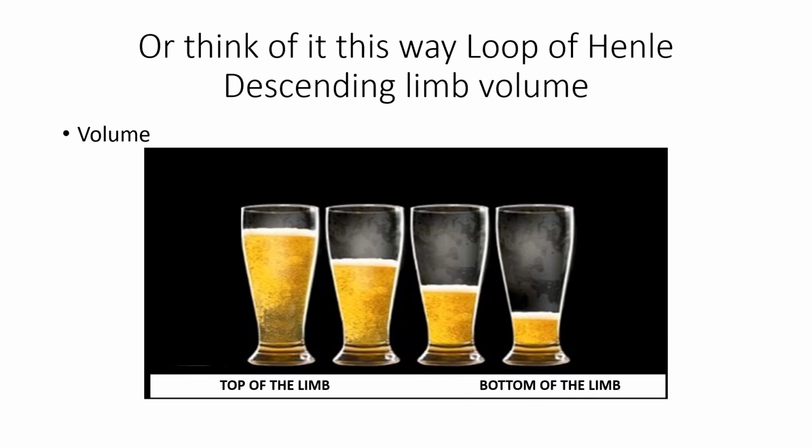As I've said previously, water is absorbed from the descending limb of the loop of Henle. So let's look at it in relation to the filtrate. If you imagine the filtrate starts as a full pint at the top of the limb, then as it moves down the limb, more and more water is taken out of the filtrate. By the time you get to the bottom of the loop of Henle, you've lost a significant amount of water, thus making the urine more concentrated.